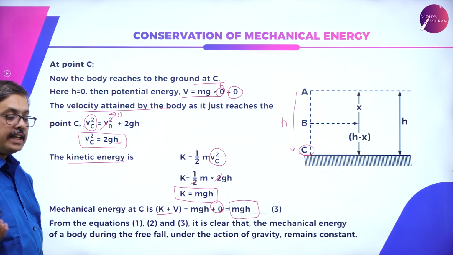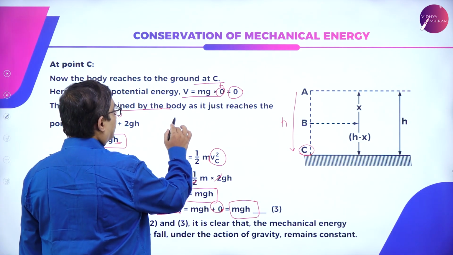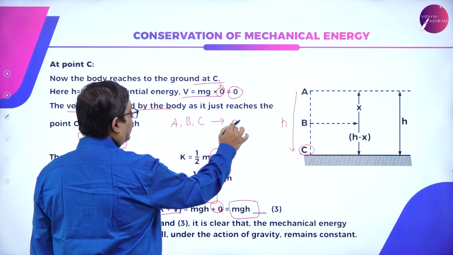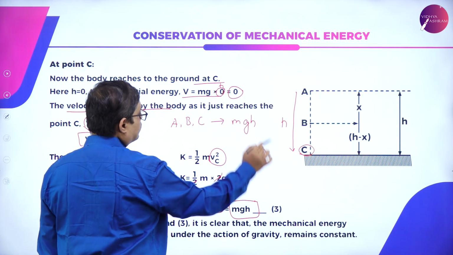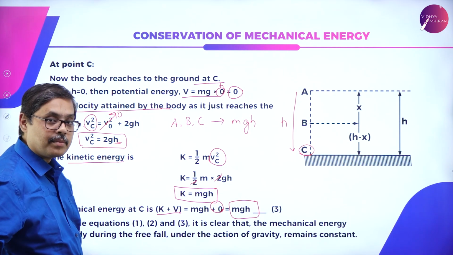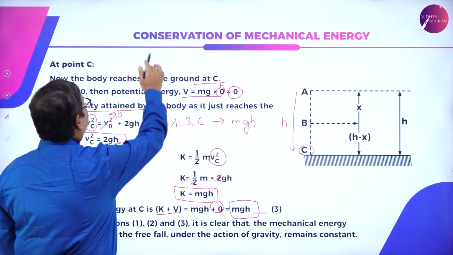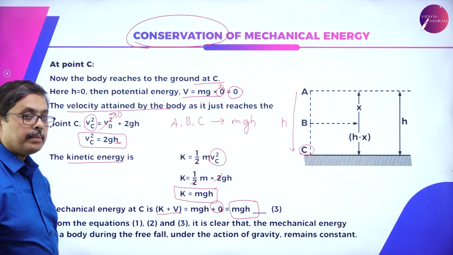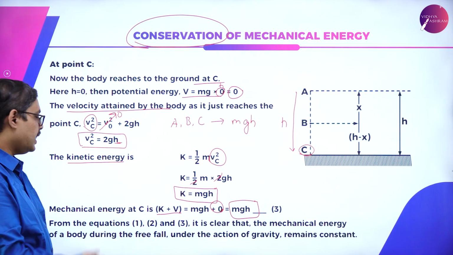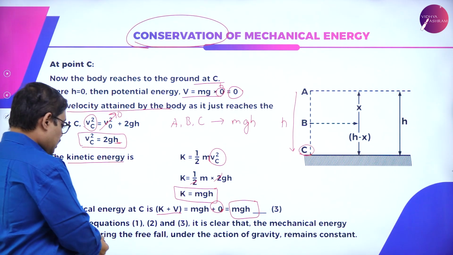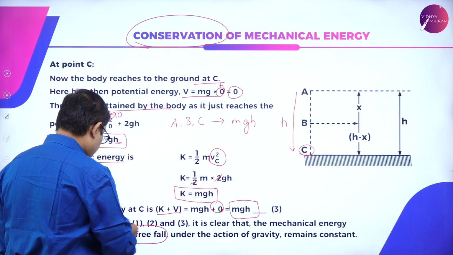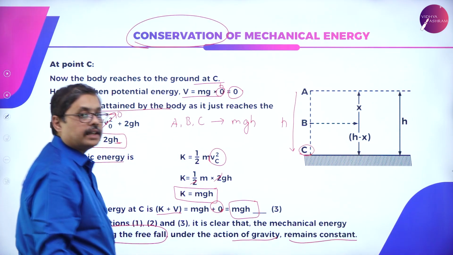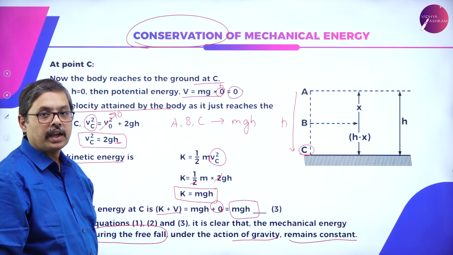So from the three equations, what have we learned? That at points A, B and C, the total mechanical energy is mgh. It remains the same, or in other words, the mechanical energy is conserved. From equations 1, 2 and 3, it is clear that the mechanical energy of a body during free fall under the action of gravity remains constant. It does not vary.